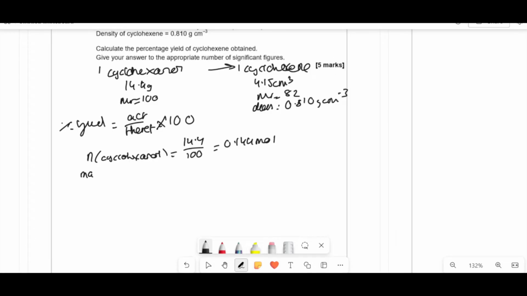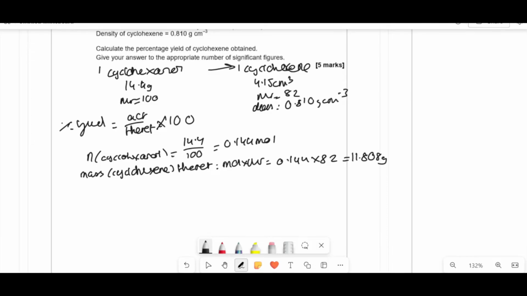So our mass of cyclohexene, theoretically, would be its moles times the MR, which would be 0.144 times 82. And if we do that, we should get 11.808 grams, right? So we've got our theoretical, but we need our actual. So in terms of our actuals, we need to look at what they've given us. They've given us the density of it, and they've given you the volume.